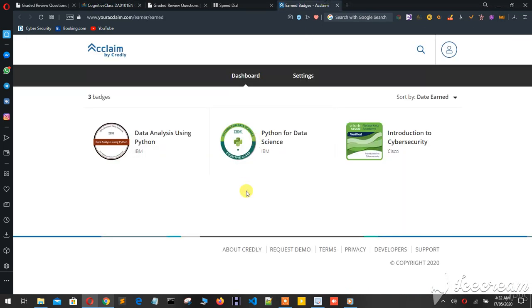These are the badges I have collected: cybersecurity, Python for data science, and data analysis using Python through IBM. It's another platform provided by IBM Cloud, with digital modules and badges. If we are connected on it, we can share our badges anywhere, on our resume, CV, and any admission form.